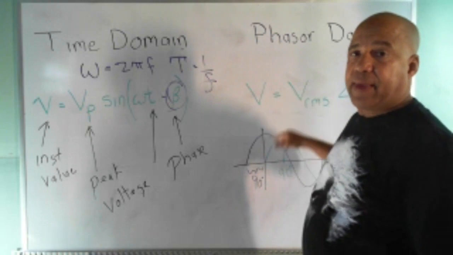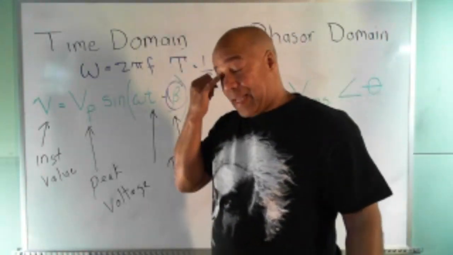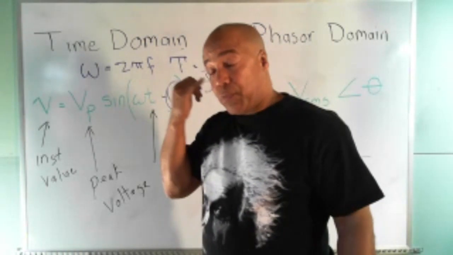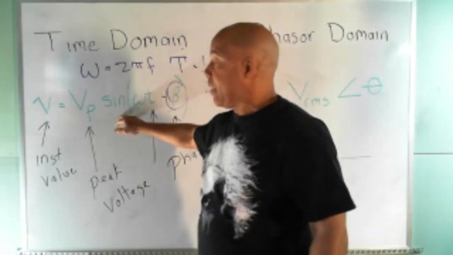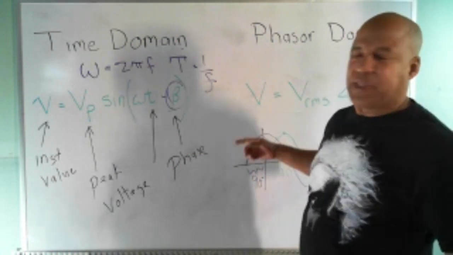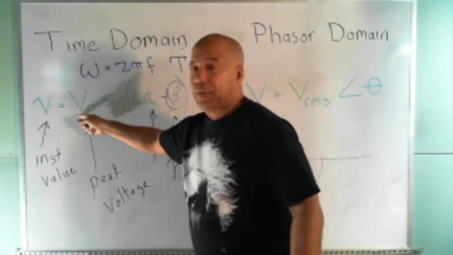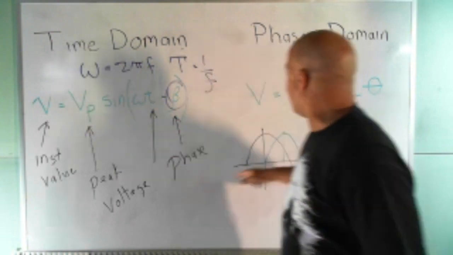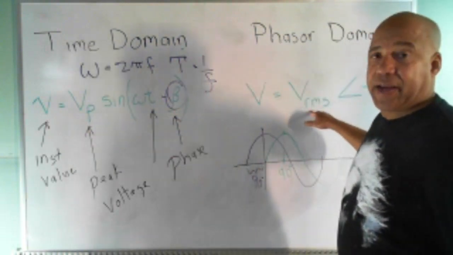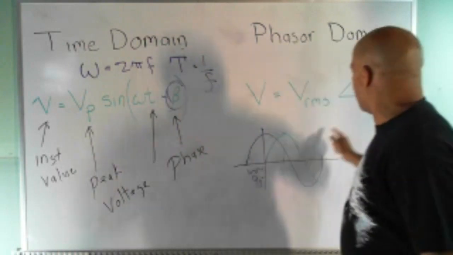Anything we did in DC, we can now do in AC as long as we express it in phasor form. We spent some time right at the end of the last class practicing going from time domain to phasor domain. If you didn't see the video, you want to watch it, but it's pretty simple. You just take whatever the value is here, multiply by 0.707 to get your RMS value, and then whatever the number is here, that's your phase, and you put it over here.